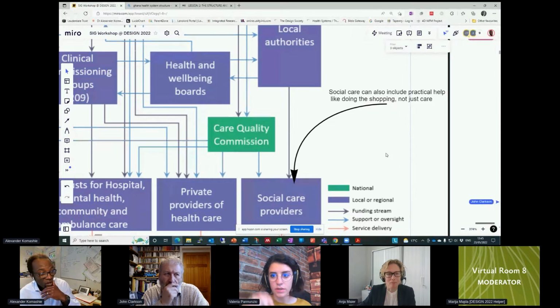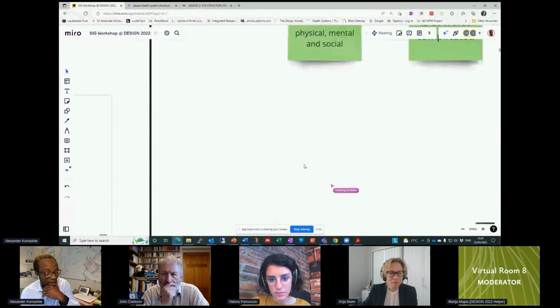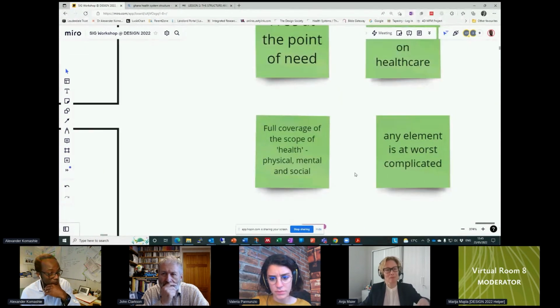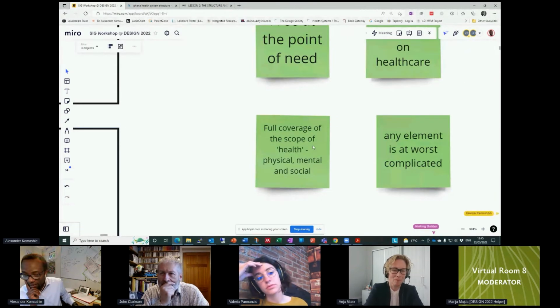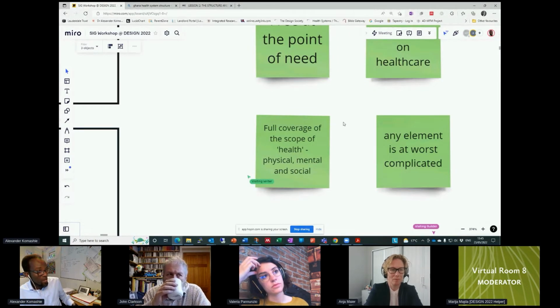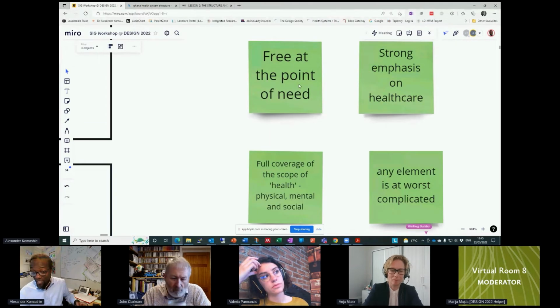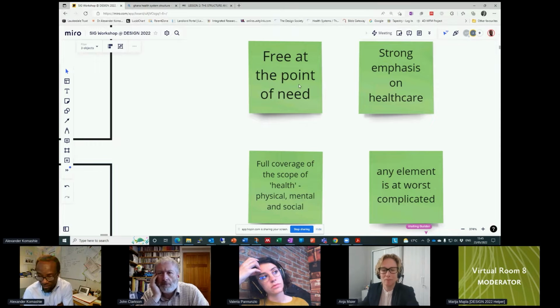So I think one of the strengths I find with the English system is that it has a very full coverage of health, that mental, physical, and social well-being is a key part of that. And I think it being free at the point of care is also an important element. And the strong emphasis on healthcare, I think that can be both a strength and a limitation.